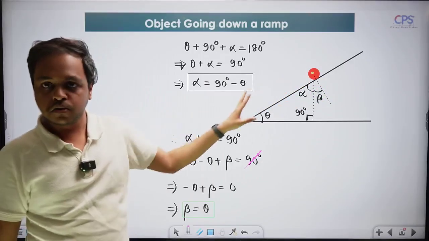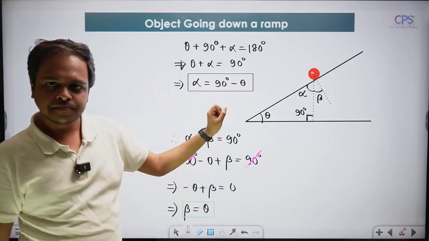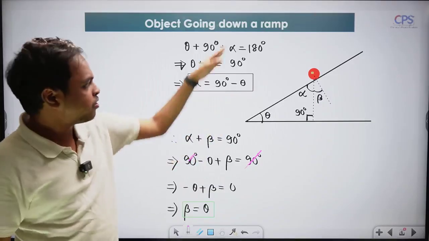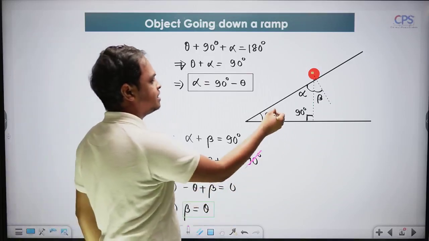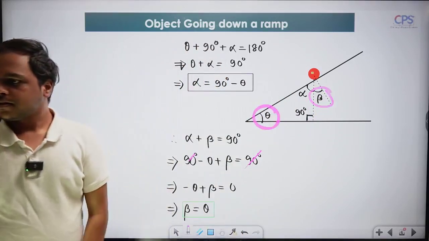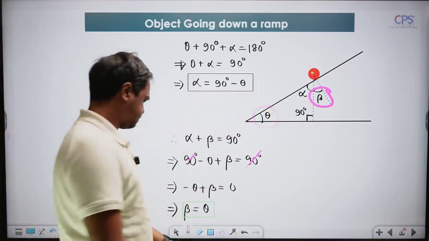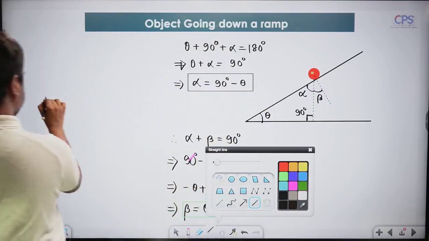Okay? So to do calculations very fast and easily in the examination, we won't write this thing anymore. Okay? We'll just write this as this is theta, this will be theta as well. Now, let's write it. So I'll just draw this ramp again.